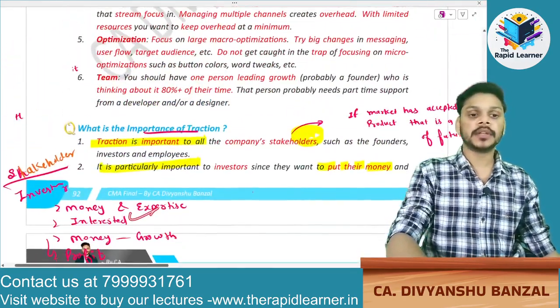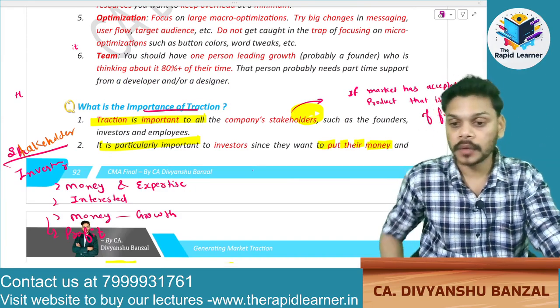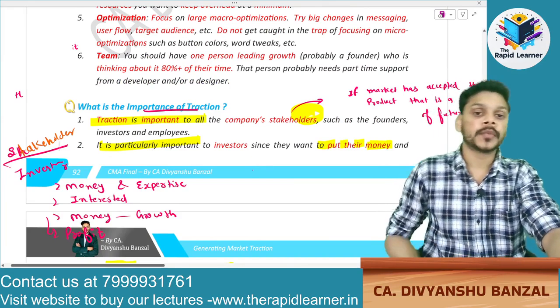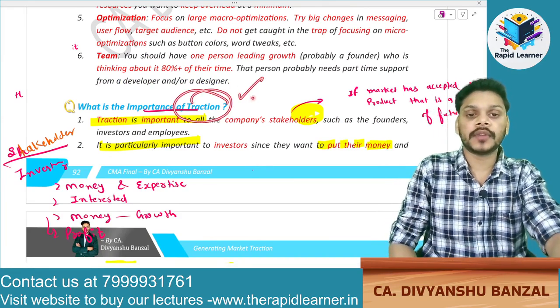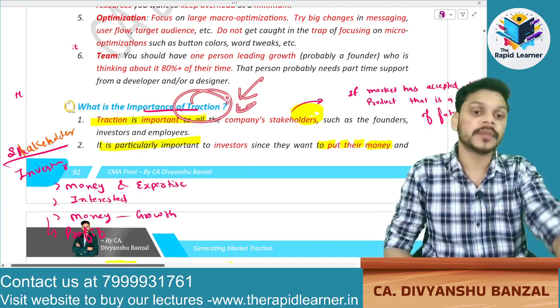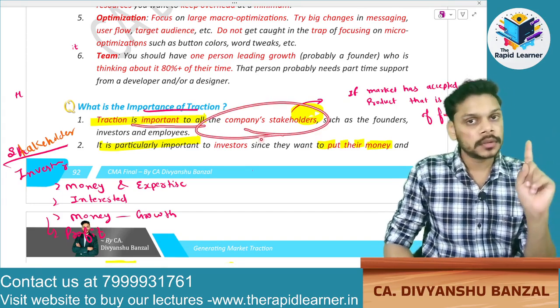Means simple. They want to ask what is the importance of traction. Why we want to make our startup reach the stage of traction. Why we want market traction? Because we want market traction. First thing, because traction is important for all the stakeholders.